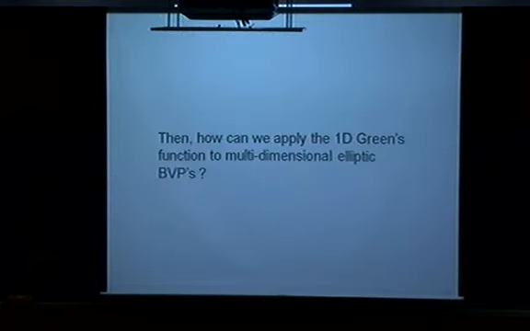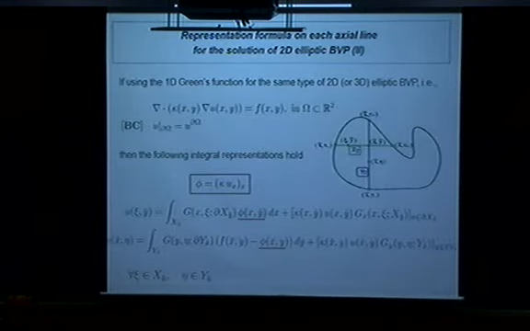Then, how can I apply the simple 1D Green function to multi-dimensional elliptic boundary barrier problems? That's my first question. Okay, so this is the conceptual diagram of this one. If we have this kind of elliptic boundary barrier problem with the boundary barriers U omega alpha, then we decompose the domain, like that.